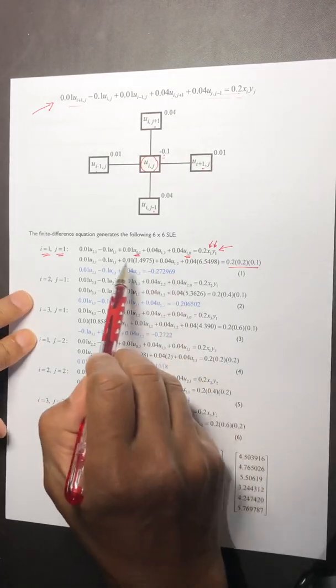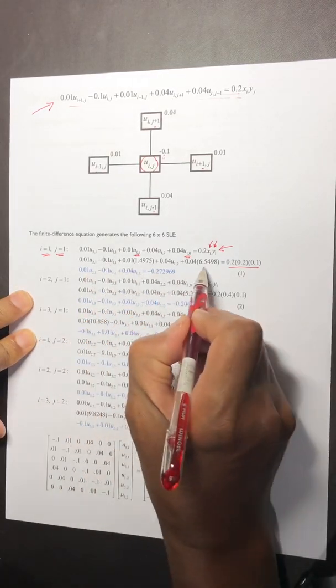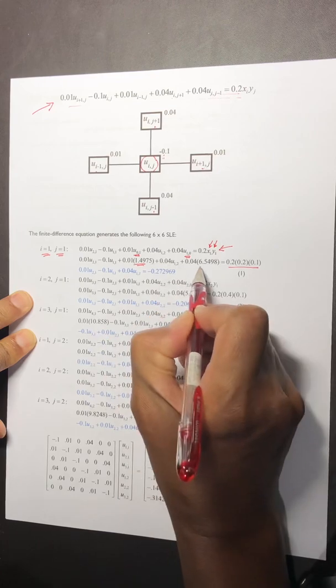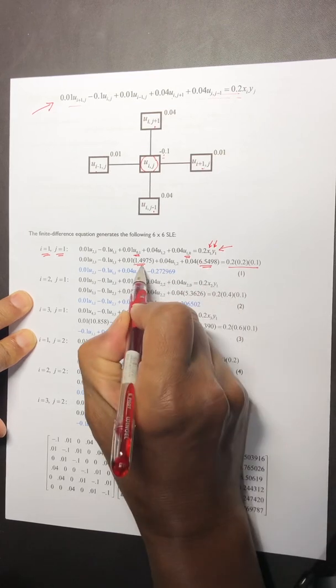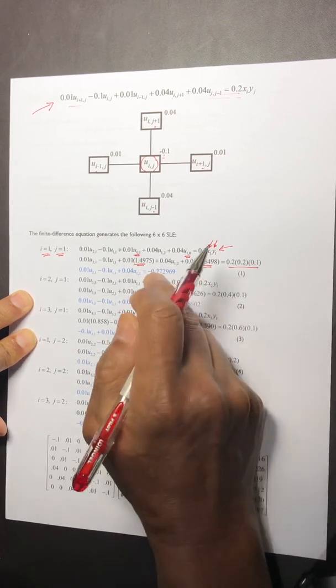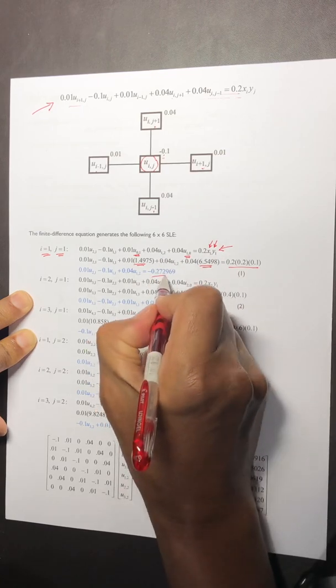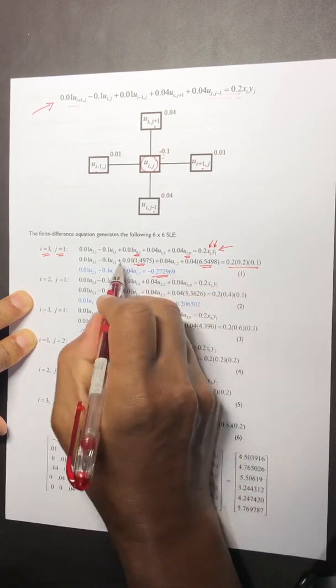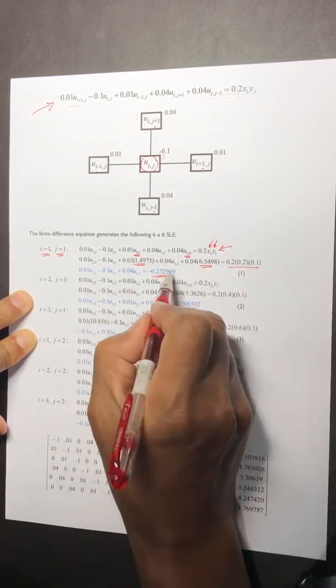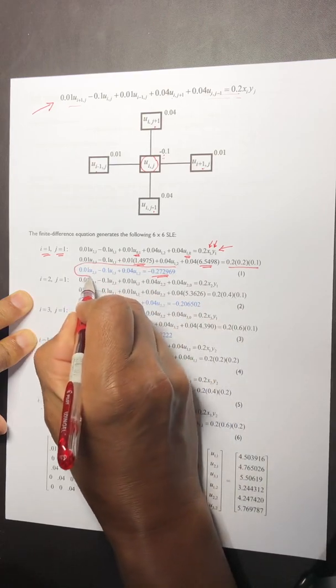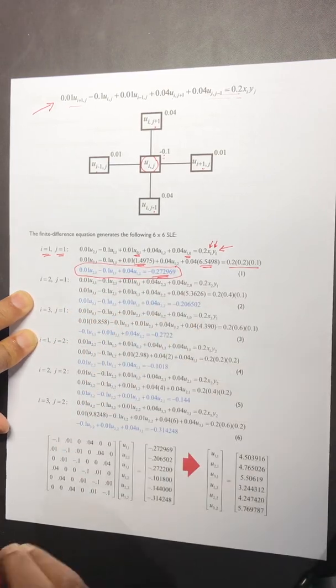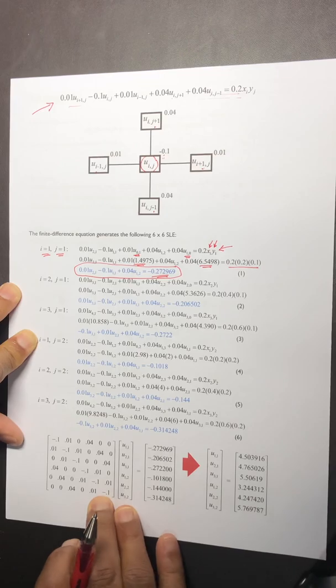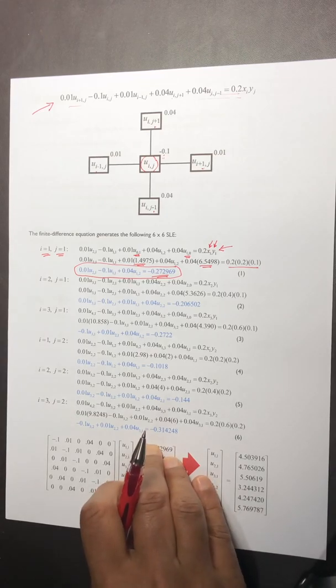Okay, so put the values. So we have this and this, and these constants, we move to the right hand side, we get this. The rest remain on the left, so we get equation number 1, which is this one here. So finish with equation number 1.